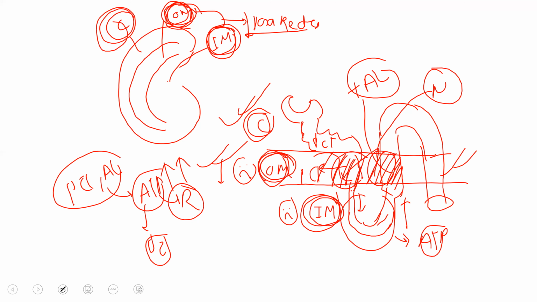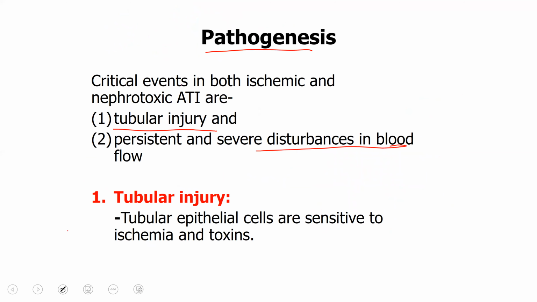Hence, I think we are clear from this slide that the outer medulla is susceptible to injury, and the outer medulla is susceptible to ischemia. So we know now that our tubules, especially this tubule, are susceptible to ischemia, and they are also susceptible to toxin. I think I have explained it, and I hope you are clear about that.